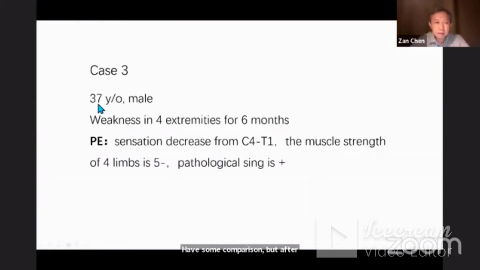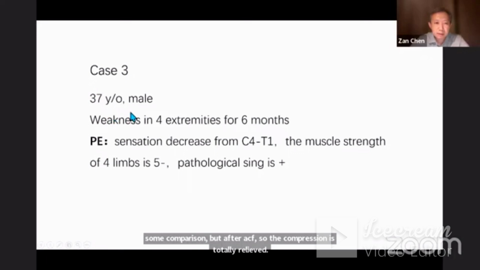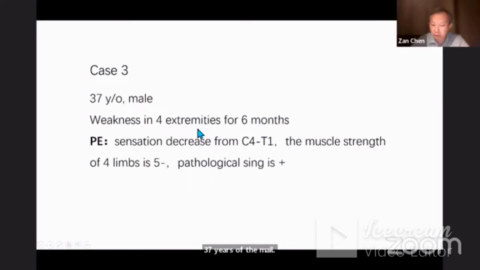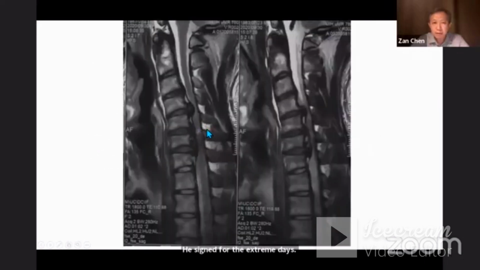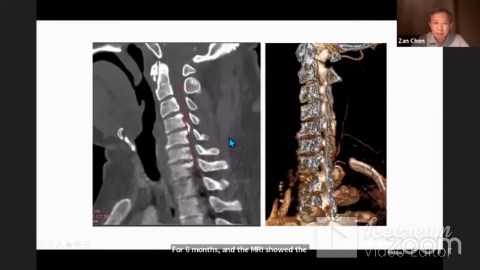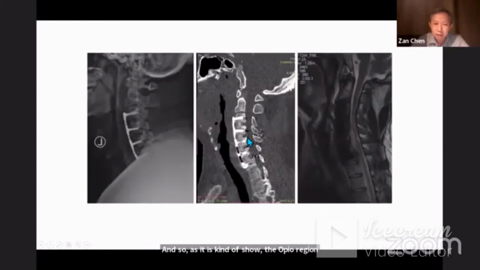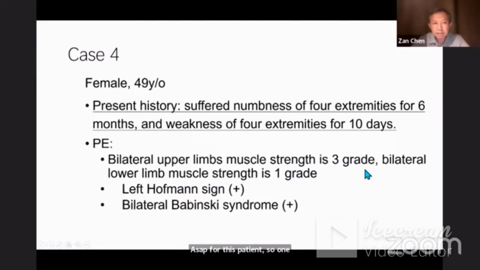And the third case is a 37-year-old male. He suffered weakness in four extremities for 6 months, and MRI showed very severe compression of the spinal cord, and CT scan showed the OPLL lesion. And we performed a 3-level ACCF for this patient. The spinal cord is decompressed.